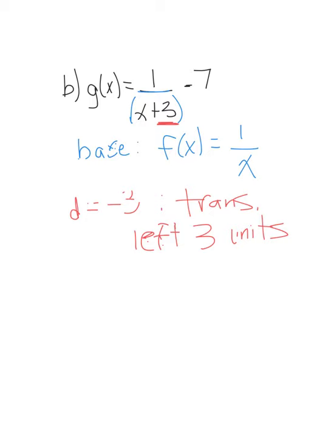The next thing that we're seeing right here is a minus 7. So I can recognize that my c is equal to negative 7, which means that I have a translation down 7 units.